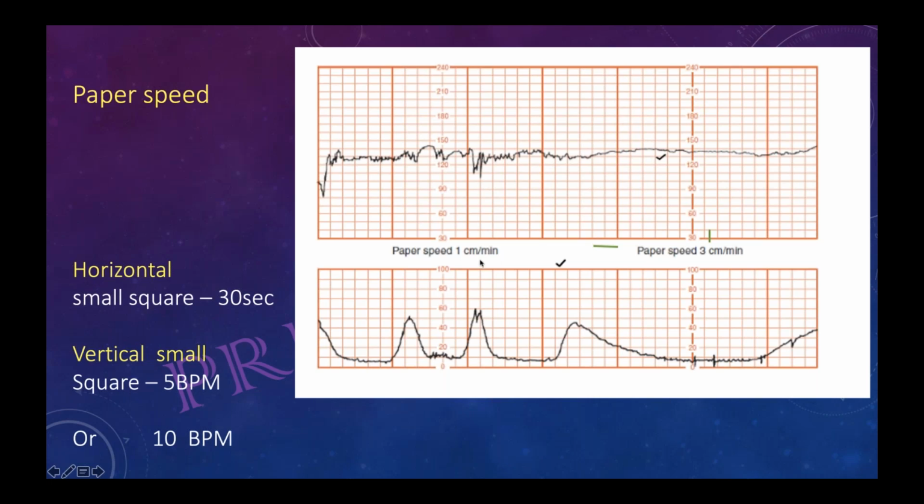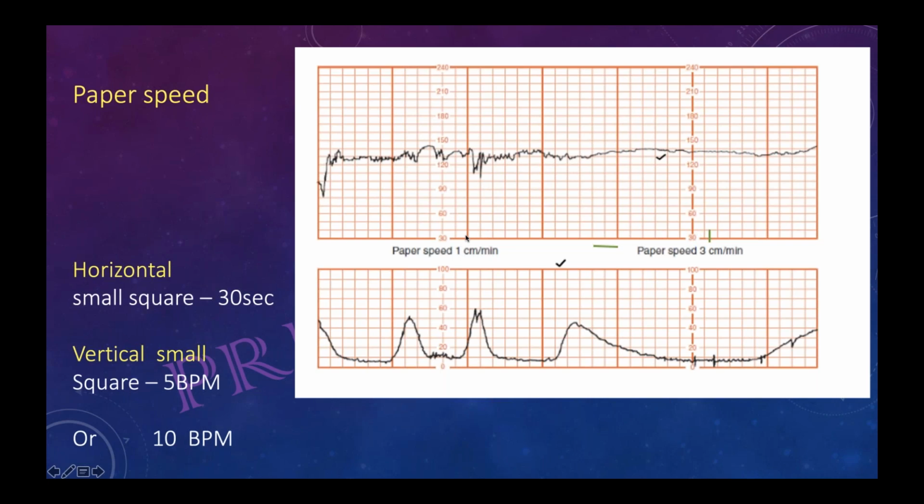So in the exam we will get 1 centimeter per minute. These are the squares, and this is the horizontal axis. From here till here it will be 1 minute, and half of this 1 minute will be 30 seconds. If we take from here till here, you will find a 10 centimeter block, so it will be a 10 minute CTG.